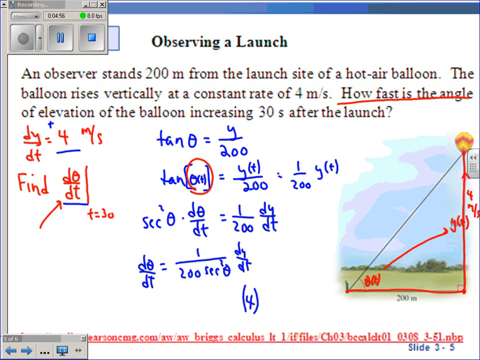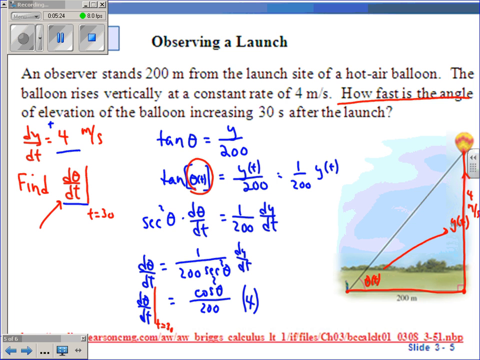Now, instead of having a secant squared on the bottom, I'm going to go ahead and just make that a little simpler on myself. I'm going to make that cosine squared on the top, since cosine and secant are reciprocals. Okay, so now I've got to figure out what the angle is, or at least what cosine squared of theta is. And I want the d theta dt when the t is actually 30.